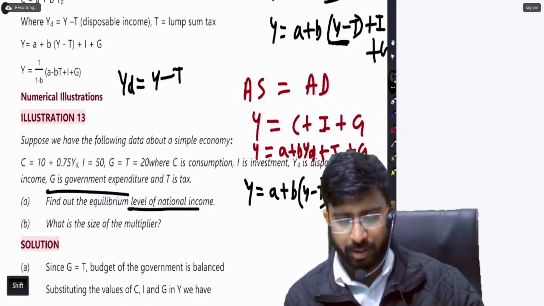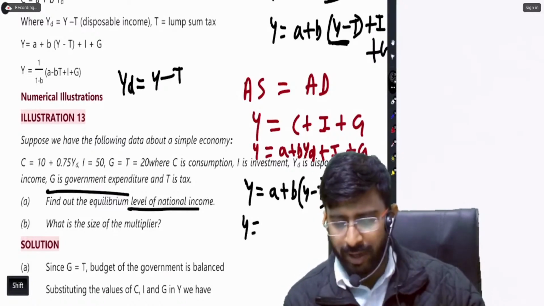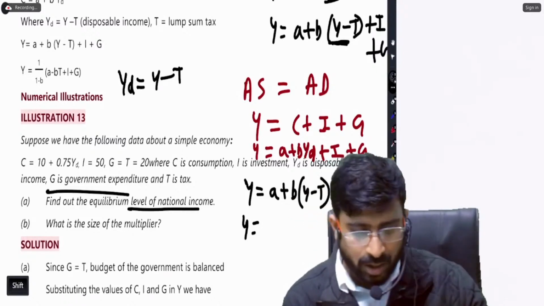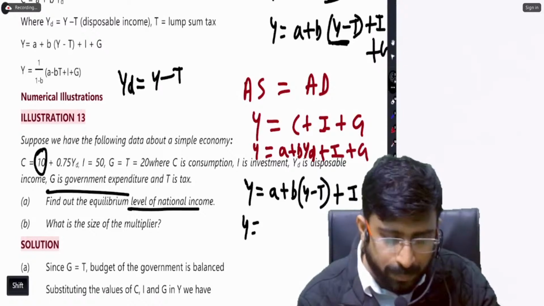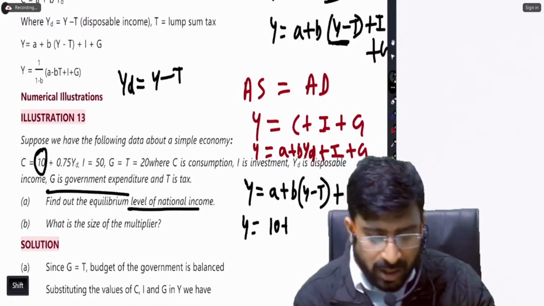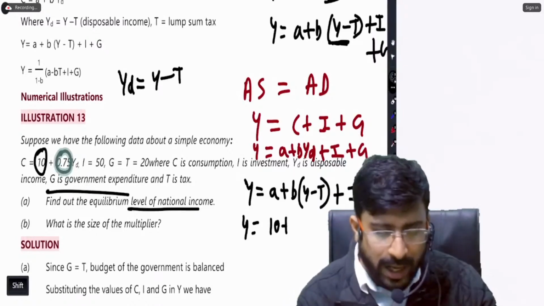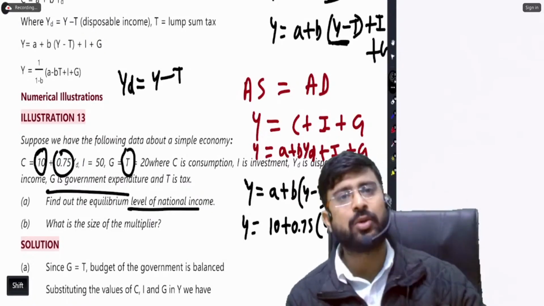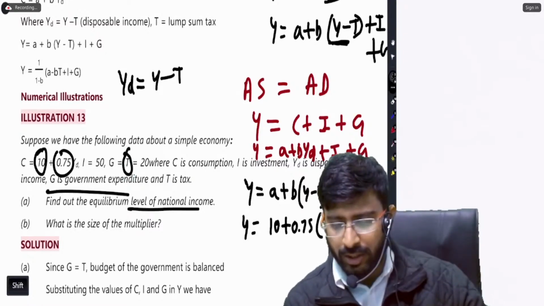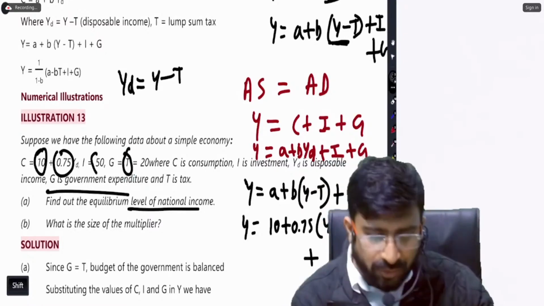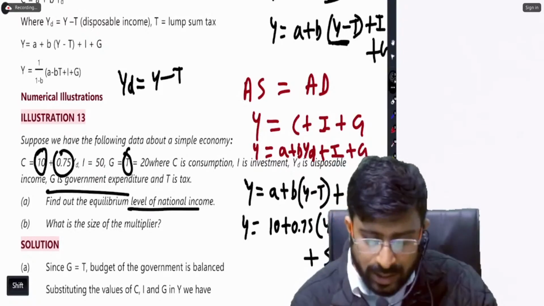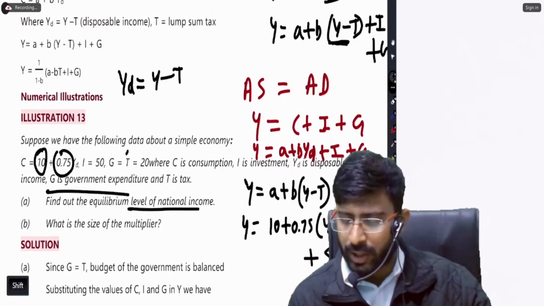We have to find Y. So let it be Y only. A is given from the question, I'm picking it up. A is 10. B is 0.75. I'm picking these from the question. B is 0.75, why, I don't know. But taxes is 20, you see, it is written here. T is 20. Plus I is 50. You all see I plus G. So I is 50. And G is how much? Again, G is equal to 20.